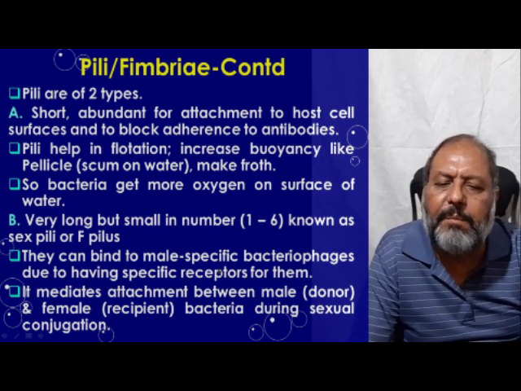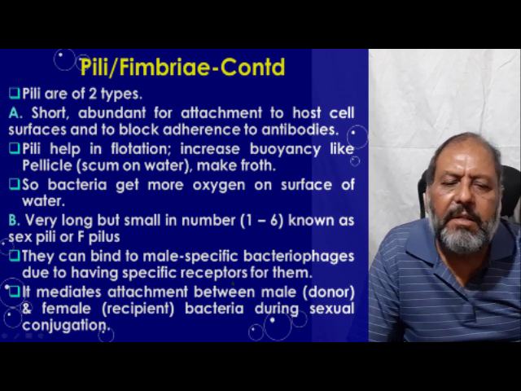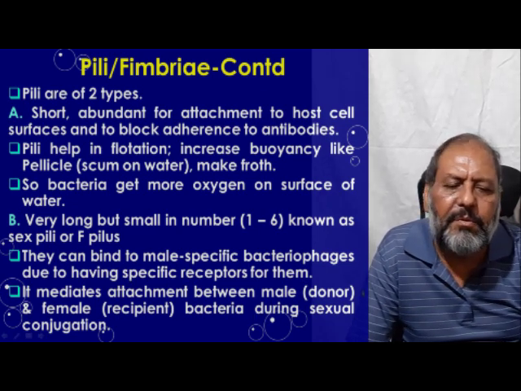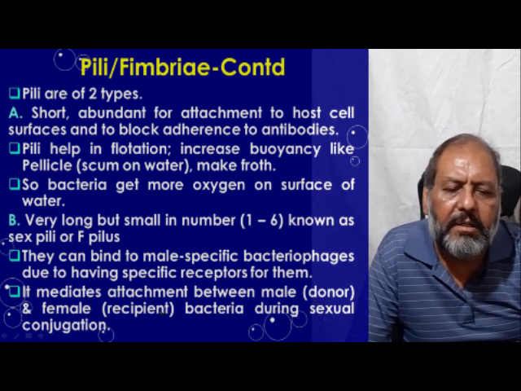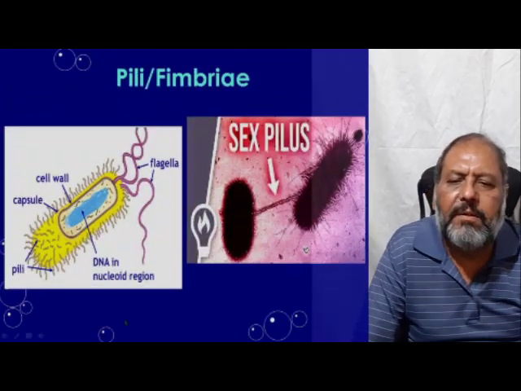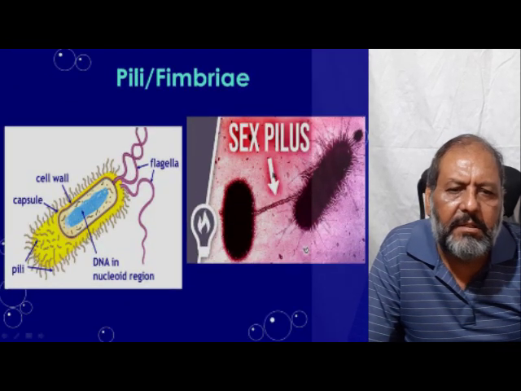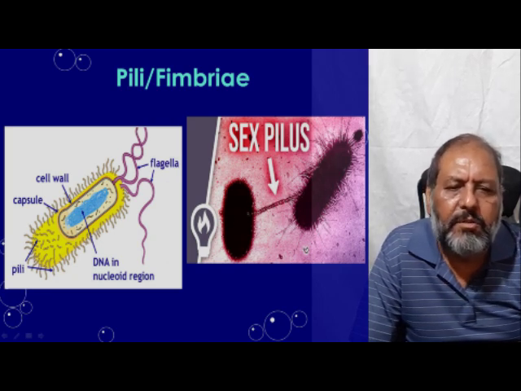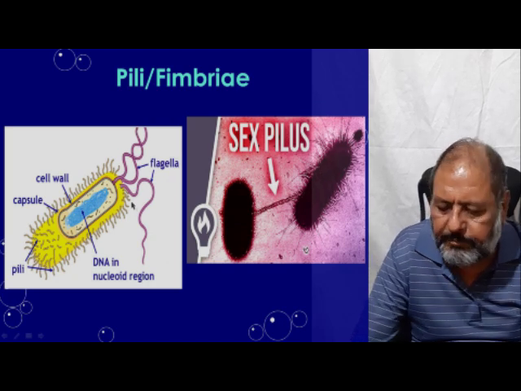They can bind to male-specific bacteriophages due to having specific receptors for them. They mediate attachment between the male donor and the female recipient bacteria during sexual conjugation, or bacterial sex. Here one can see the pili. These are the sex pili from one bacterium to the other to transfer the genetic material.